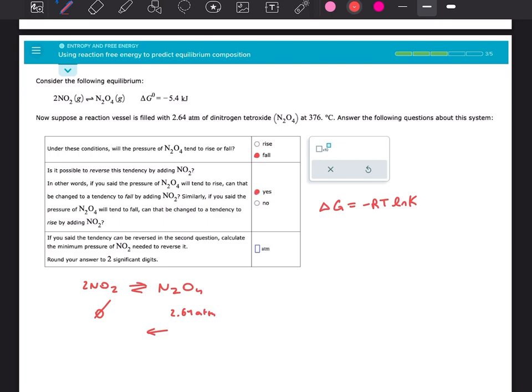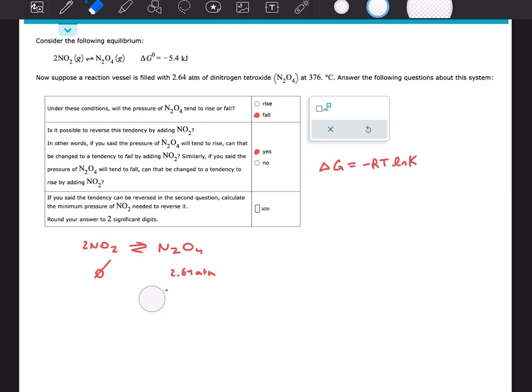And now because we answered yes, we need to solve what amount of that NO2 do we need to add to reverse it. So based off of a little ice table and our coefficients from the balanced equation, we know that this would be a plus 2x and this would be a minus x, right? And then our temperature we were given here is this 376 degrees Celsius. We're going to convert that to Kelvin by adding 273.15 because Aleks likes that decimal form.